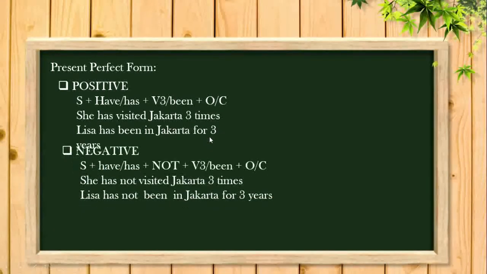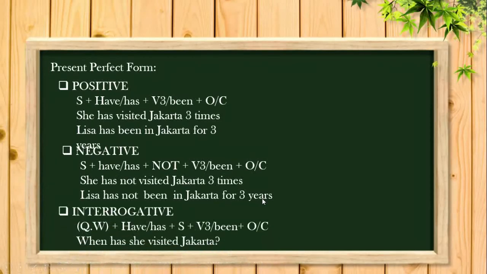Now, what about the negative form? Bagaimana untuk bentuk kalimat negatifnya? Kita lihat perubahannya dari kalimat yang sudah muncul di kalimat positif tadi ya. Rumusnya subject plus have has plus not plus verb 3 plus been. Kita lihat perubahannya, she has visited Jakarta 3 times menjadi she has not visited Jakarta 3 times. Ya, hanya menambahkan not setelah has. Oke, yang kedua, Lisa has been in Jakarta for 3 years. Maka perubahan negatifnya, Lisa has not been in Jakarta for 3 years.